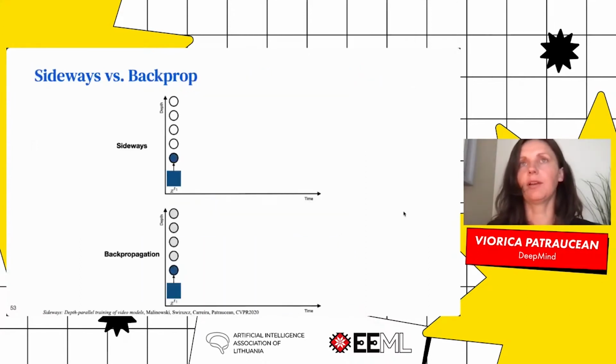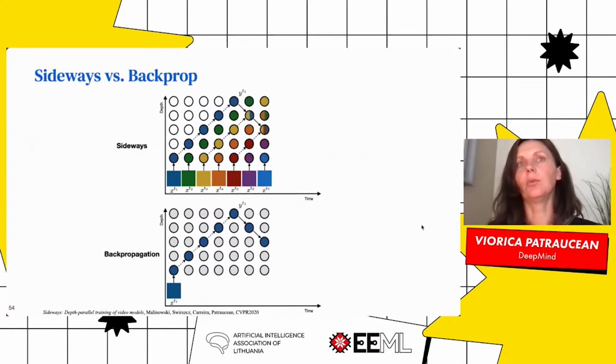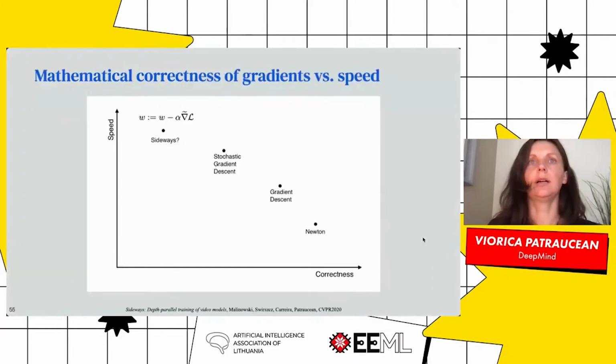And this is exactly what we have proposed in our Sideways work. Here I'm showing Sideways versus regular backprop. At the top, this is exactly what we are doing. We are computing activations, and then when it comes to computing gradients, we take activations from later frames, so that we don't need to store activations in a buffer. We just overwrite activations with the more recent activations and compute approximate gradients. And we've shown that this actually works very well.